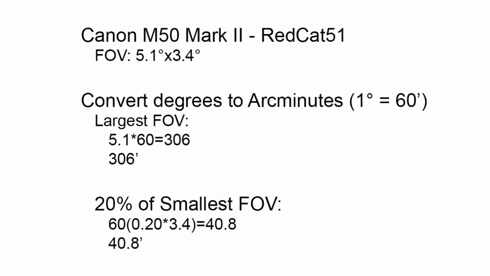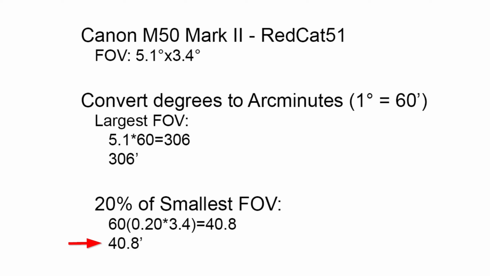To convert the degrees to arc minutes, 1 degree equals 60 arc minutes. So we're going to take our largest field of view, which in my case is 5.1, multiply it by 60, and that gets me 306 arc minutes. That's my largest field of view. For our smallest field of view, we need to figure out just 20% of what that is. Smallest field of view is 3.4 degrees. So we're going to take 20% and multiply it by 3.4. And then multiply that by 60, and that leaves me with 40.8 arc minutes.